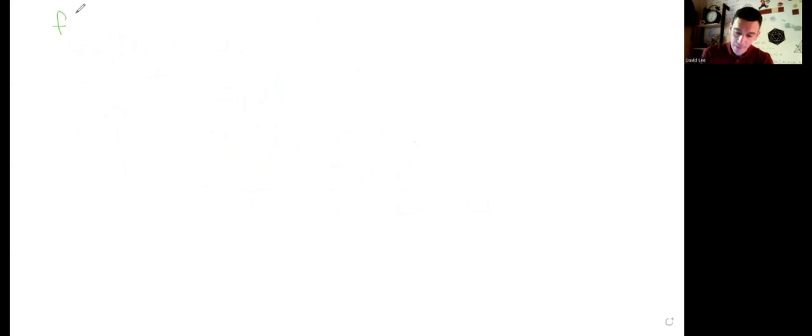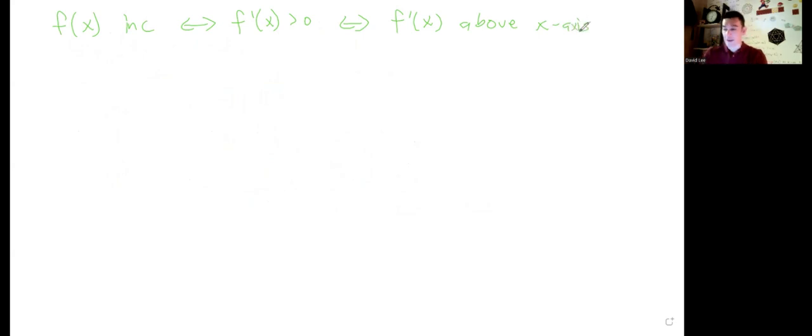So let's say this. We can say that f of x increases when its derivative is positive, meaning when f prime of x is above the x-axis. Now, underneath, let's write the sentence like the opposite. We can say f of x is decreasing when f prime is negative, meaning when the derivative is below the x-axis.